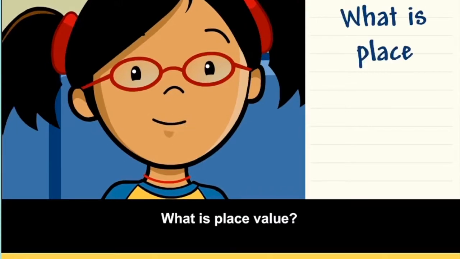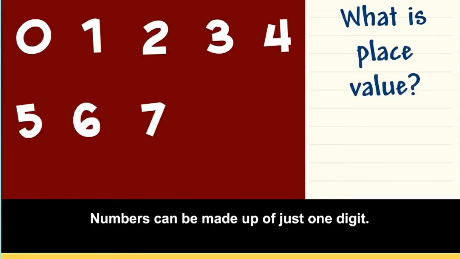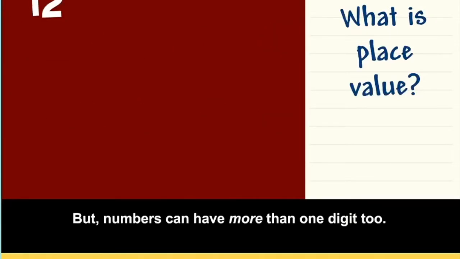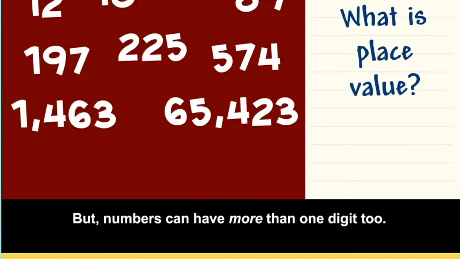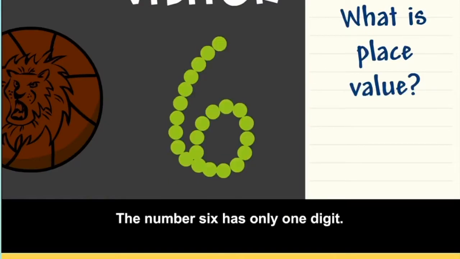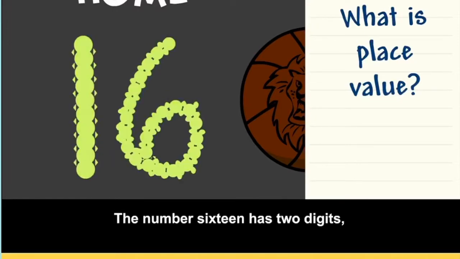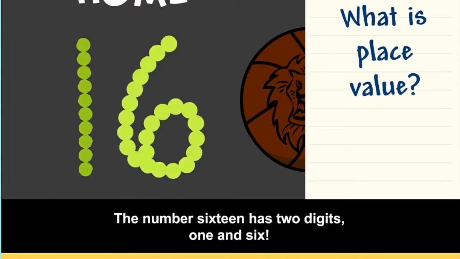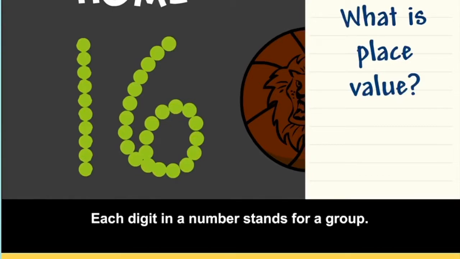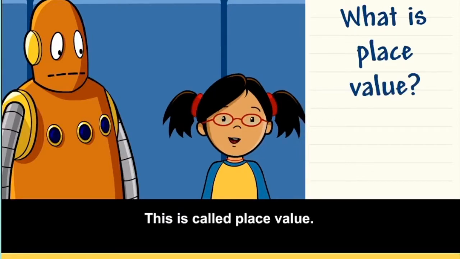What is place value? Numbers can be made up of just one digit, but numbers can have more than one digit too. The number 6 has only one digit. The number 16 has 2 digits, 1 and 6. Each digit in a number stands for a group. The value, or how much each digit stands for, depends on its place in the number. This is called place value.